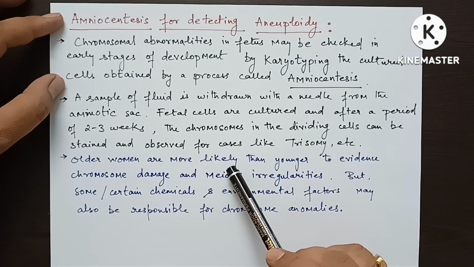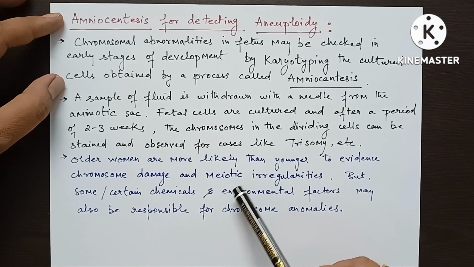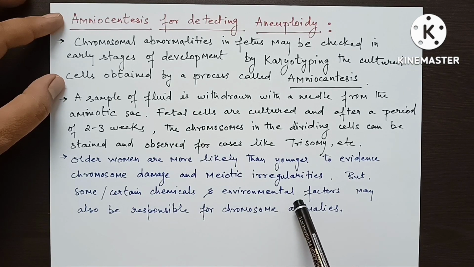Older women are more likely to have chromosomal damage and meiotic irregularities, but certain chemicals and environmental factors may also be responsible for chromosomal anomalies.